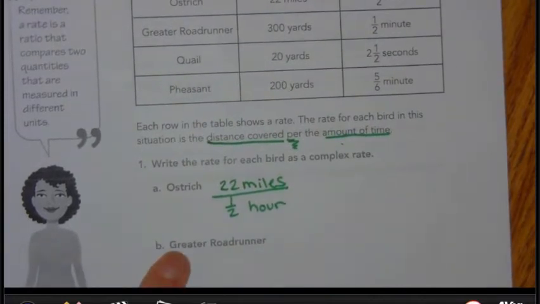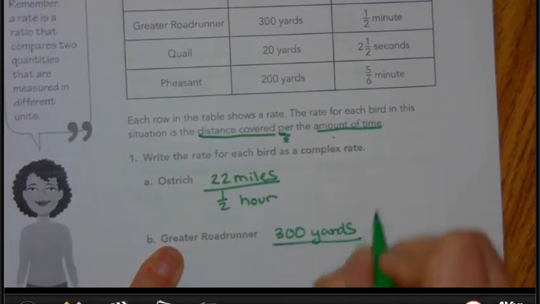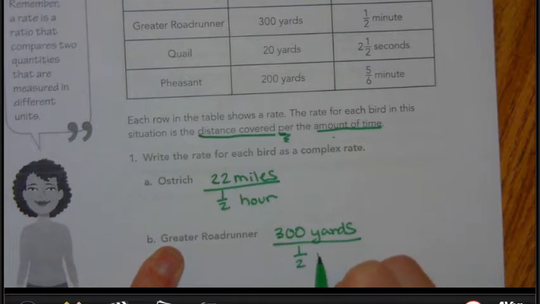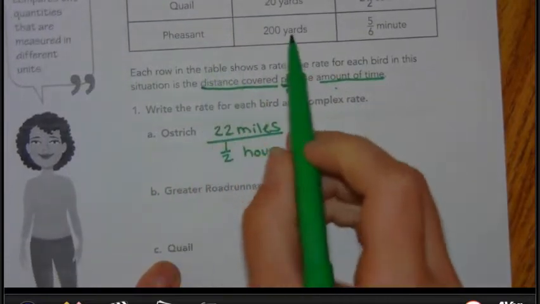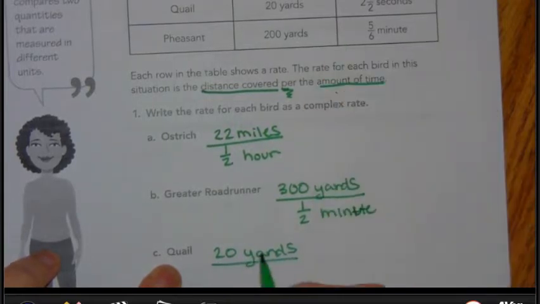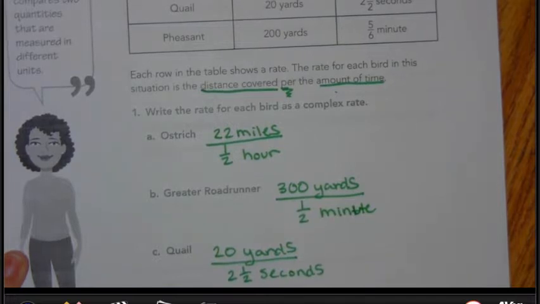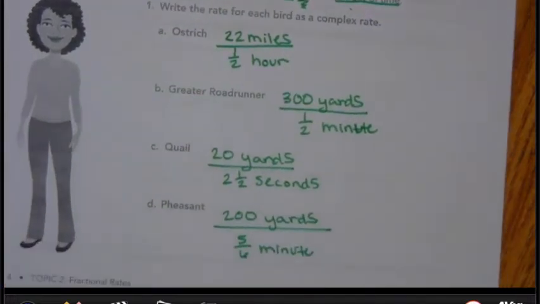Okay. My great road runner, he ran 300 yards, and he did this in 1/2 or half a minute. My quail, he ran 20 yards, and he did this in 2.5 seconds. And then my pheasant, he ran 200 yards, and he did this in 5/6 of a minute. Okay, not just 1 full minute, just a hair under a full minute.